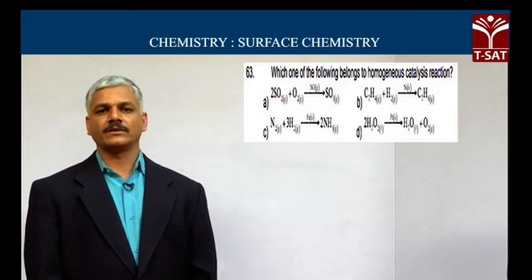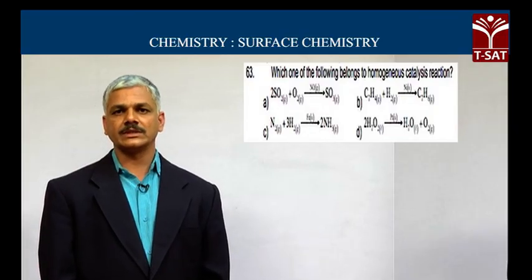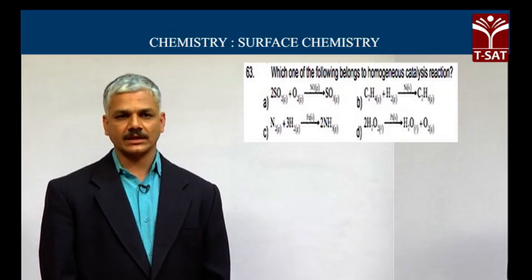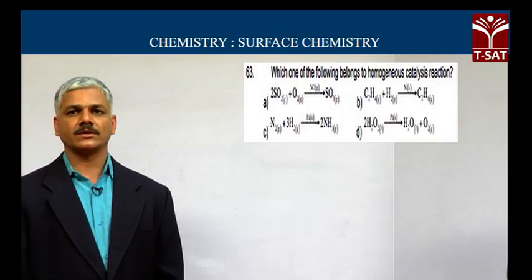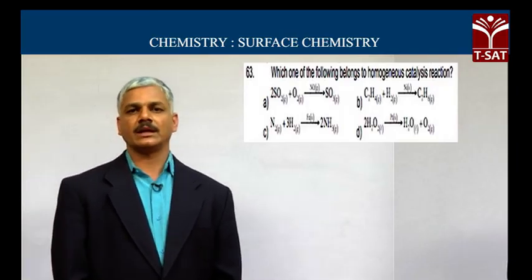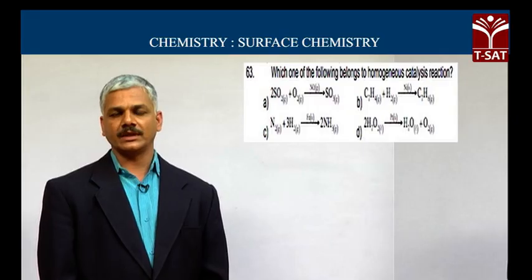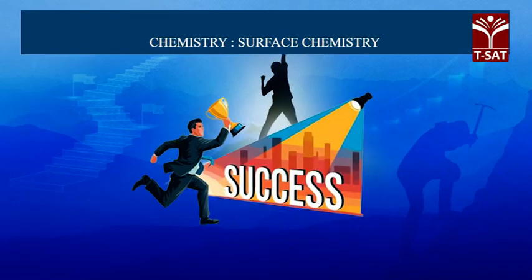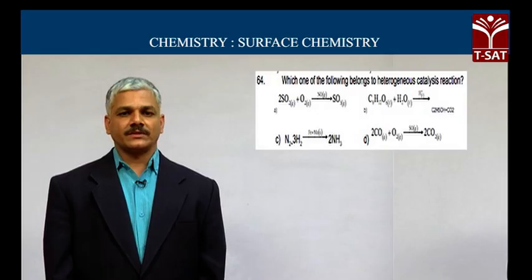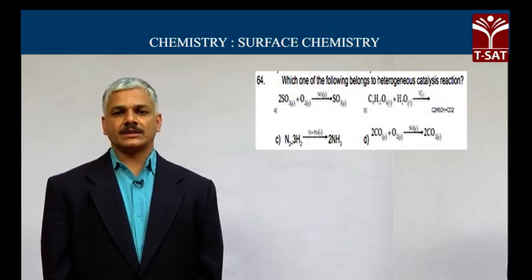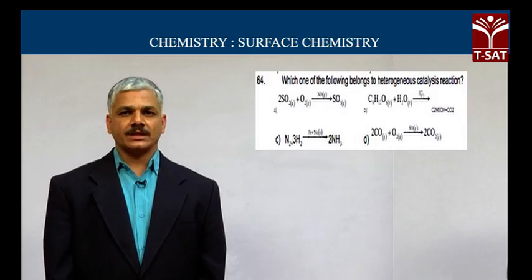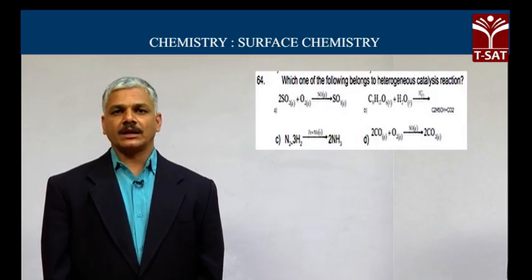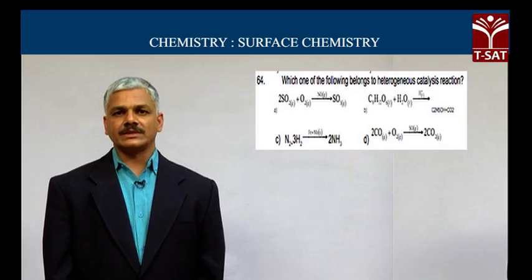63. Which one of the following belongs to homogeneous catalysis reaction? In the given options, correct option is A, because for a homogeneous catalysis reaction, reactant and catalyst should be in the same physical state. 64. Which of the following belongs to heterogeneous catalysis reaction? Among the given options, correct option is C. For a heterogeneous catalysis reaction, the reactant and catalyst should differ in their physical states.